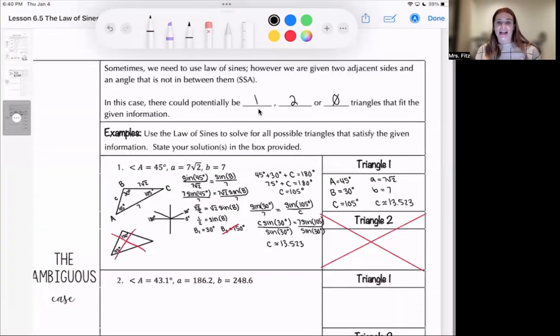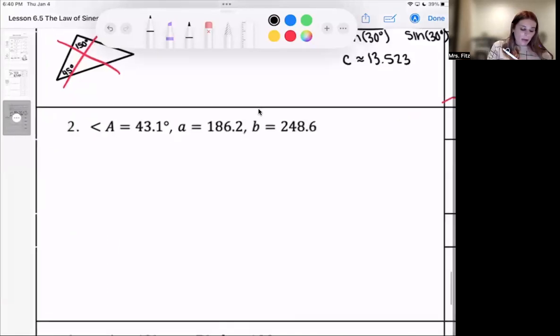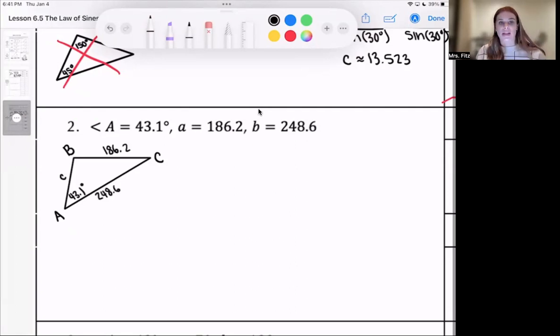All right, let's look at a different case. Let's look at number 2. Once again, we're going to start this one out by drawing our picture and labeling what we know. So I have A, B, and C. Angle A is 43.1 degrees. Little a is 186.2. B is 248.6. We don't know little c, and we don't know two of the angles. Well, this is a side-side-angle case, so this is ambiguous. There could be 0, 1, or 2 triangles that fit the given information. So let's go ahead and figure this one out.